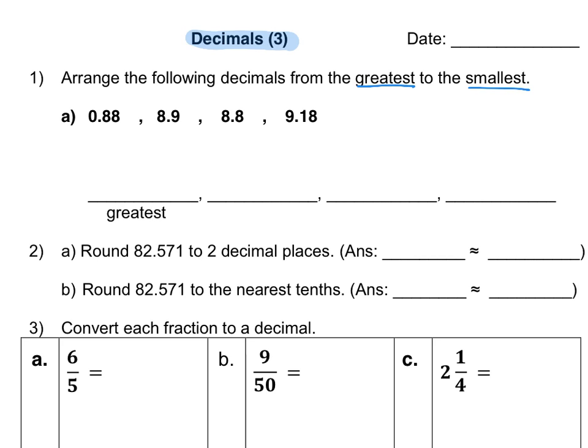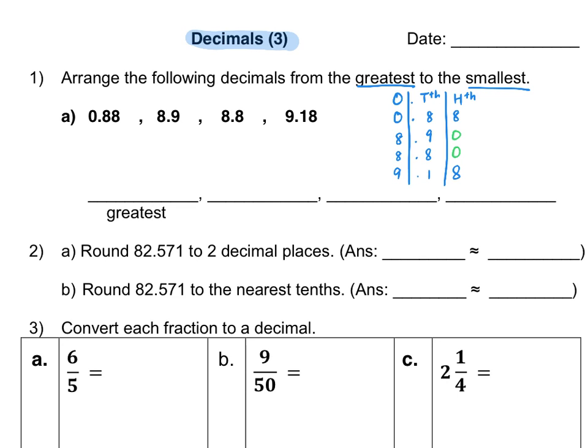So first we arrange them in the place value chart, starting from the ones place, followed by the tenths place, followed by the hundredths place. So put the decimals in: 0.88, 8.9, 8.8, 9.18. And then fill up the missing blanks with the necessary zeros.